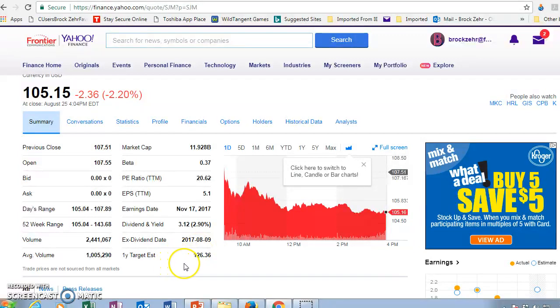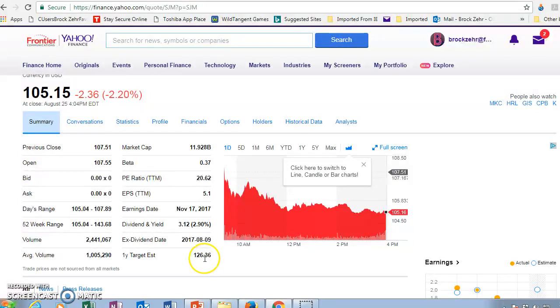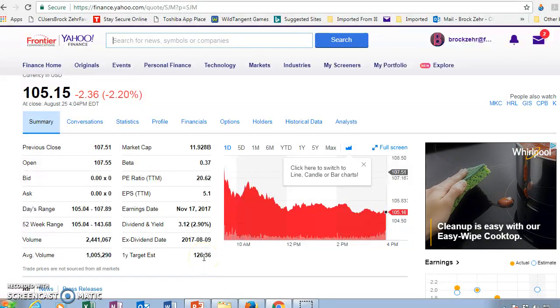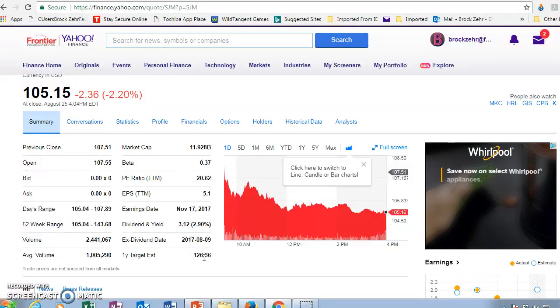And analysts expect this stock price during the next year to go to $126.36. It's based on a lot of analysis on what they project the company's earnings to be.